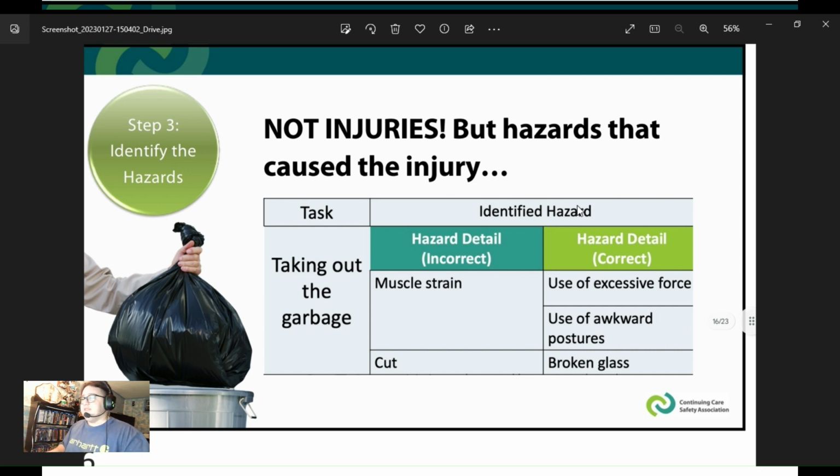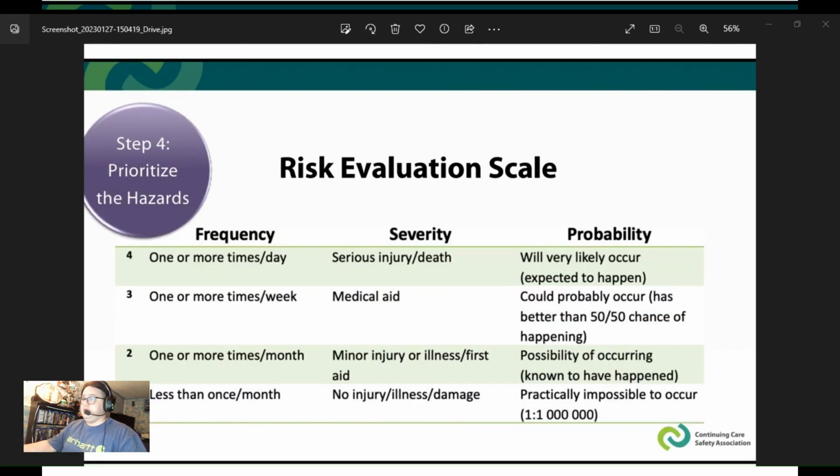When first learning, I did the same thing too. I'm like, oh, it's a broken leg. No, that's the outcome.